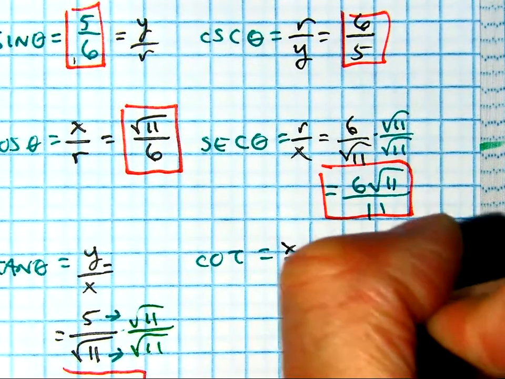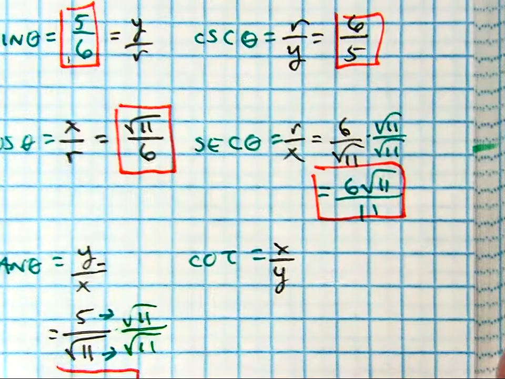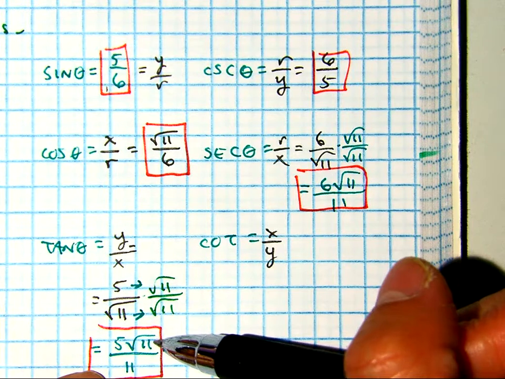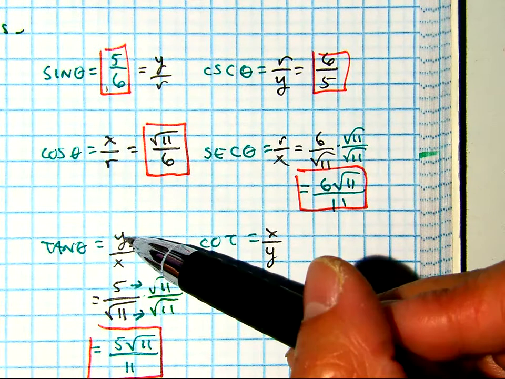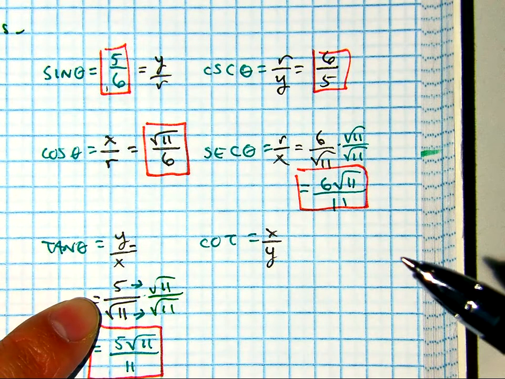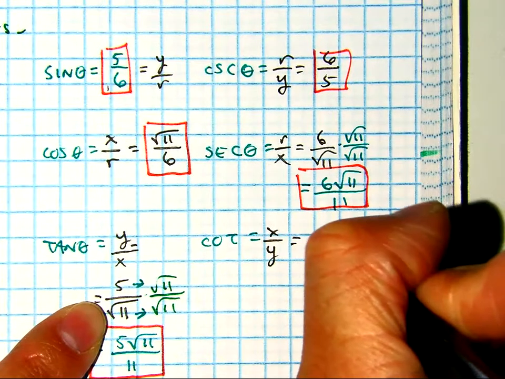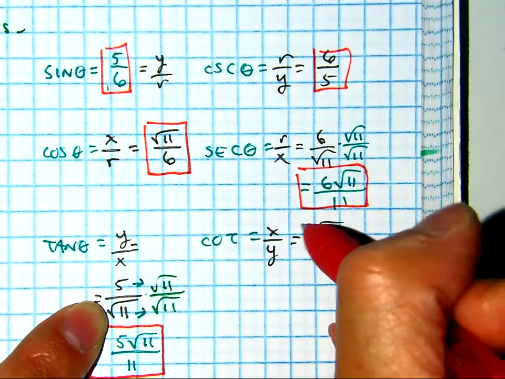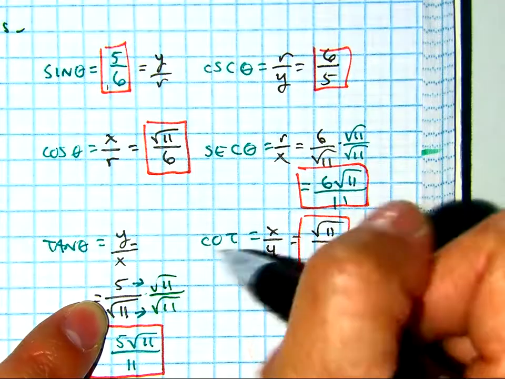Okay, be careful. You can flip our answer for tangent and then go and simplify that big thing. Or if you look back here, our very original is right here. So if I flip that, what do I get? Radical 11 over 5. That's a theta, I missed it.